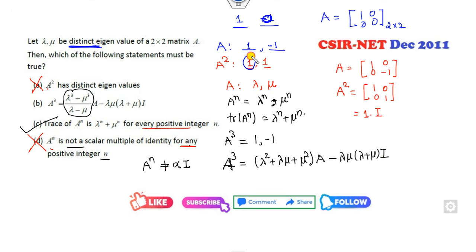If A has eigenvalue lambda, I can substitute this value as lambda. If you open them, lambda cube, lambda square mu, mu square lambda minus, you can see this number will be cancelled. So lambda cube is lambda cube. Similarly mu is also satisfied. Yes, this option is also satisfied. So B and C are the correct answers of this problem.